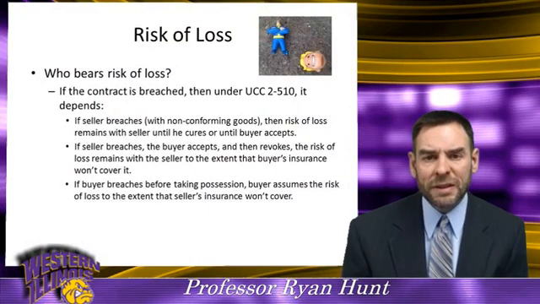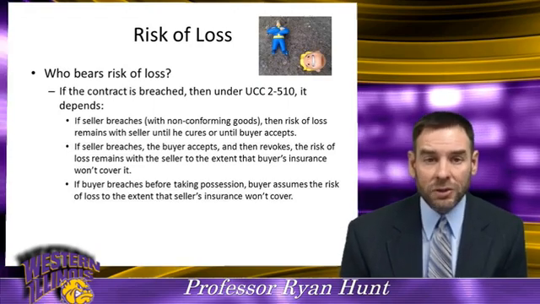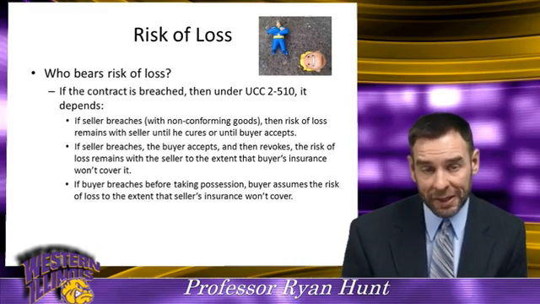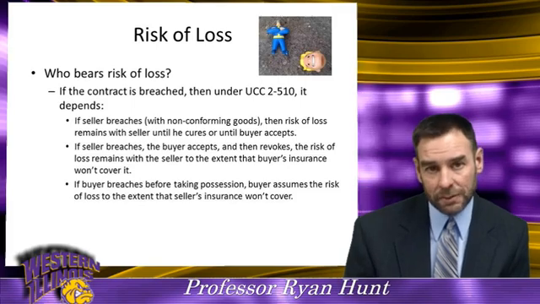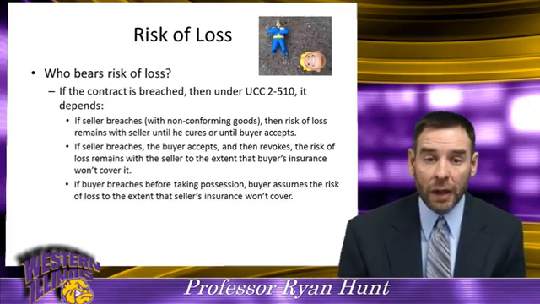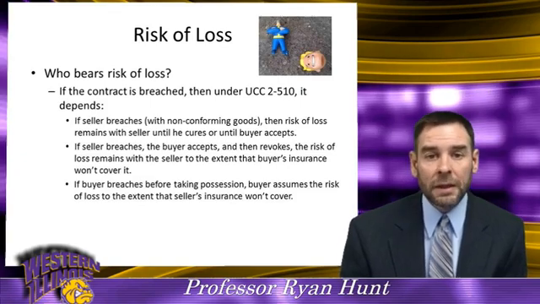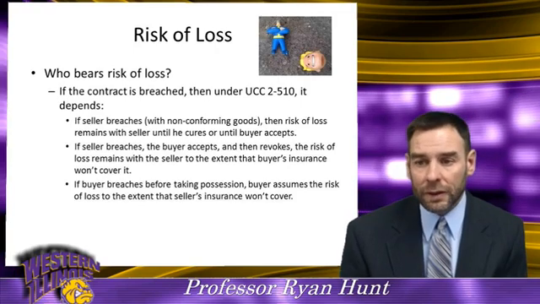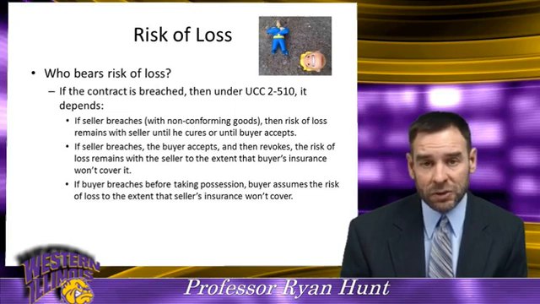What happens if the contract is breached, though? What do we do with risk of loss there? Well, then we go to UCC 2-510, and it tells us it depends. It depends on a few things. First, if the seller breaches the contract. In other words, the seller provides what we call non-conforming goods. Non-conforming just means there's a problem with them. They're not as described in the contract. They're broken. They're the wrong color. They're not what the buyer contracted to get. There's a breach by the seller.